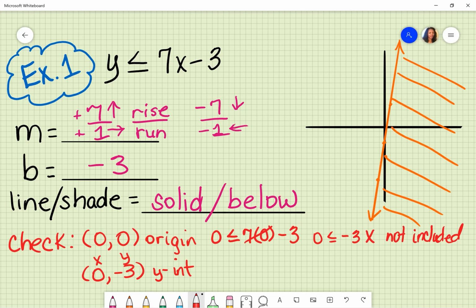I go to my y-intercept and my y is now -3. I still have a 0 for my x. And I'm asking myself, is this true? Is -3 less than or equal to -3? And because of that equal to portion, then I already know my answer is yes, it is. So if I have a check mark for my y-intercept check figures, then I know it's going to be a solid line. If there was an x there, it will be dashed.